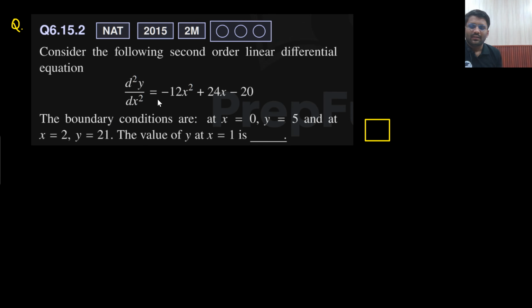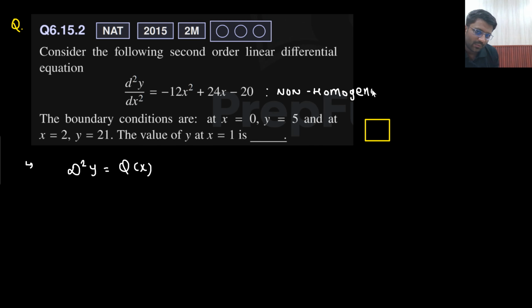Solve this question. What will you do? What kind of equation is it? Higher order differential equation. They are functions of x. So what is given? D square y equals to Q of x. So it is the case of non-homogeneous.